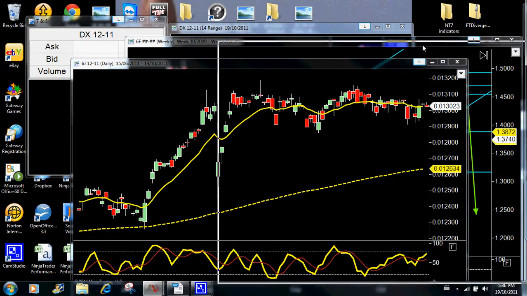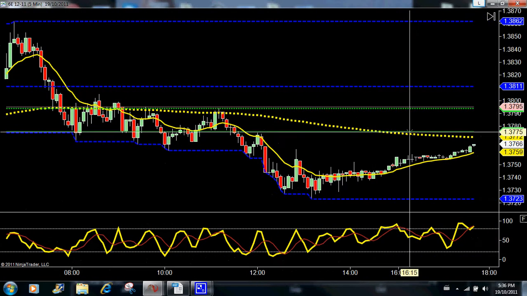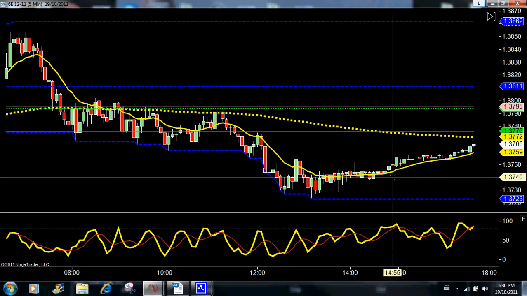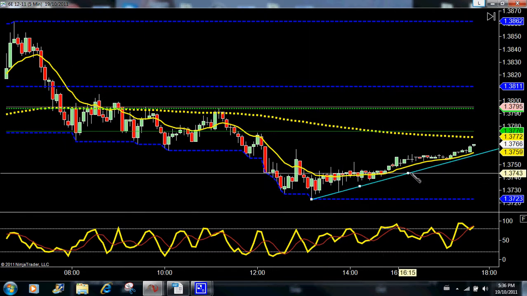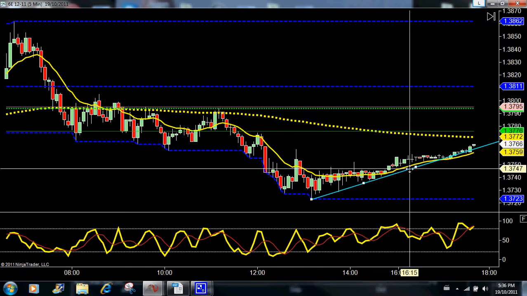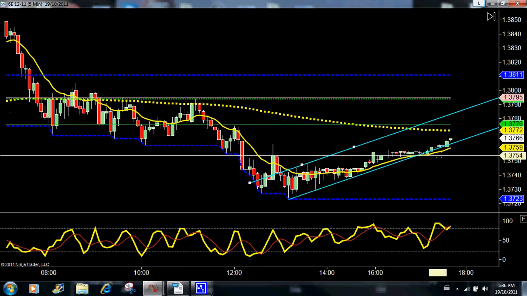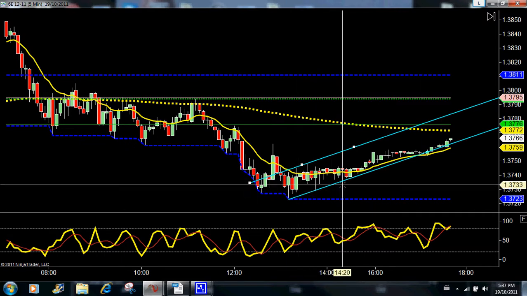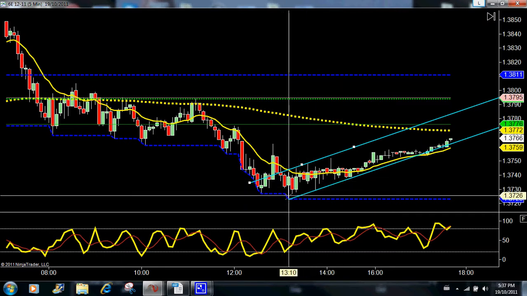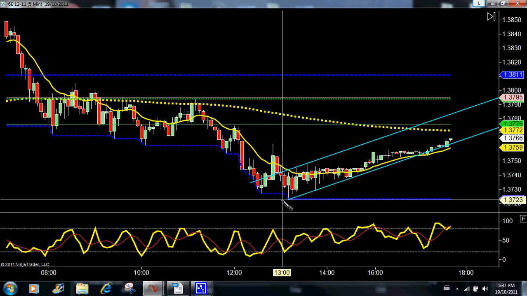So I guess the other thing, the shortest time frame I'd use would be like a 5-minute chart, and I can draw trend channels on that just like everything else. Now it's looking like we're going long, but it's going long at a pretty slow rate.